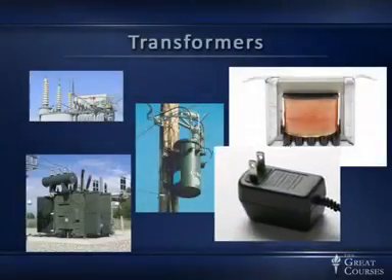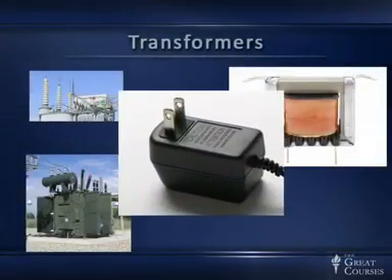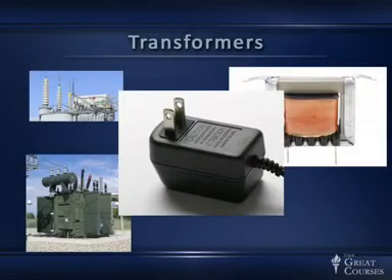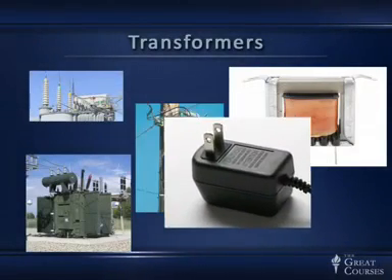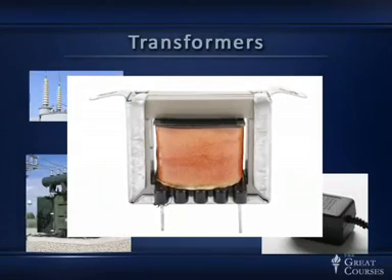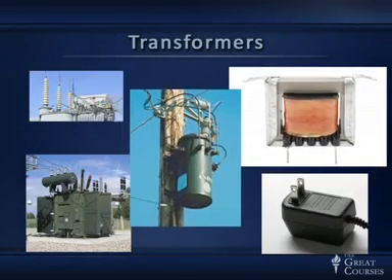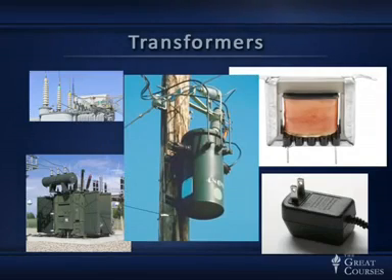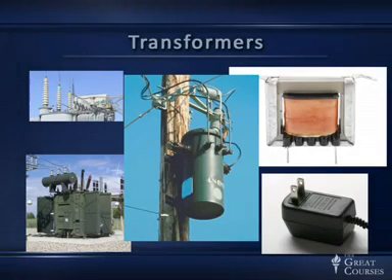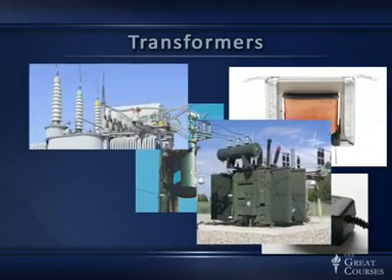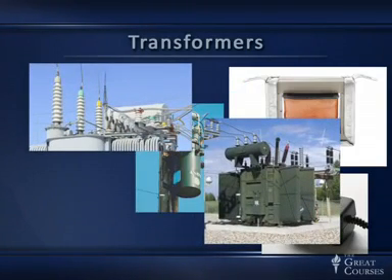Down at the lower right is a simple power brick that you might use to power, say, your cell phone charger. In the upper right is one that might be a transformer in a stereo system or a television. At the middle left is a transformer that you'd see hanging on a power line pole near your house. It typically steps down 4,000 volts, or if you're in the country, 7,000 volts, to the 120 and 240 volts in your house. And the other two transformers you see there are big transformers at power substations that are transforming power throughout the electric grid.